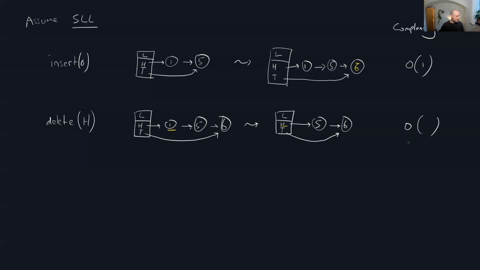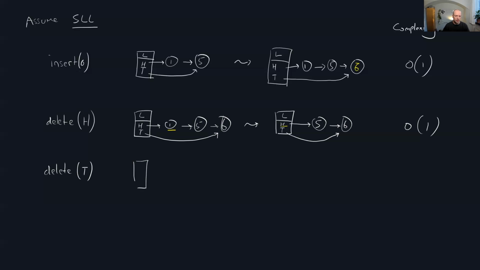Time complexity of 1 again. Excellent. So we can see that in this kind of application, this is where lists are pretty good, because we get to use these pointers to get a nice speed up. Let's delete the tail of a list.